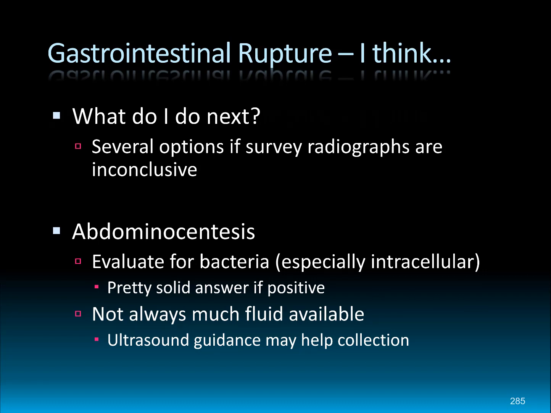If you think there's GI rupture, you have a couple of options. Say that survey radiographs are inconclusive, so you're not necessarily going straight to surgery. Certainly abdominocentesis is one thing you can do. Look for bacteria, especially if there's intracellular bacteria. If there are intracellular bacteria, you have a septic abdomen, there's your answer. You may not see much fluid that you can get a needle into, and so that may or may not be feasible.